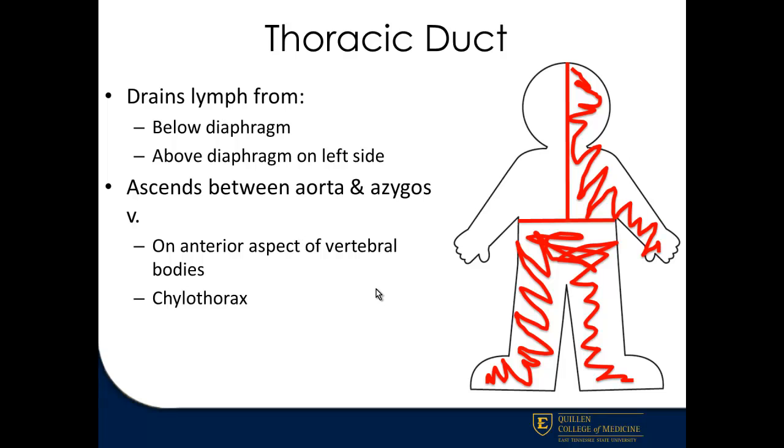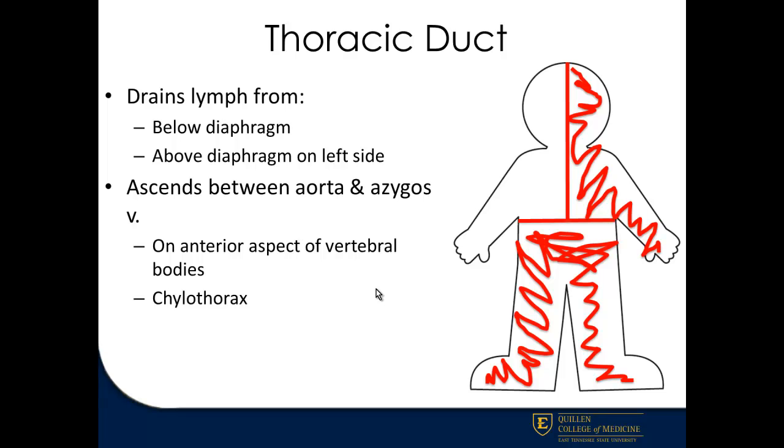It ascends through the aortic hiatus at TV12, sandwiched between the aorta and the azygous system. It will continue to ascend through the thoracic cavity to eventually terminate at a venous angle. That venous angle is going to be where the internal jugular and subclavian veins come together on the left side to form the left brachiocephalic vein. So right at the angle formed where those two veins are merging. We'll look closer at that in the next image.